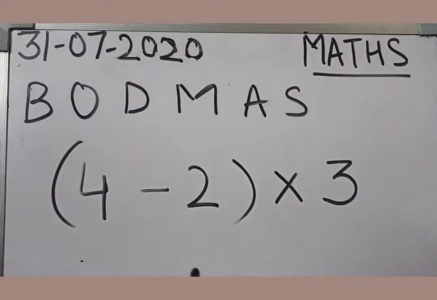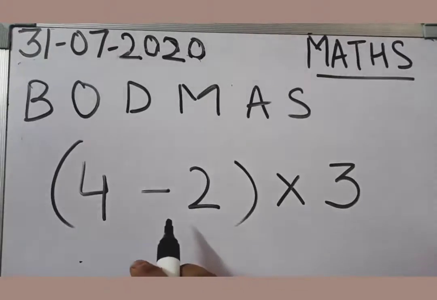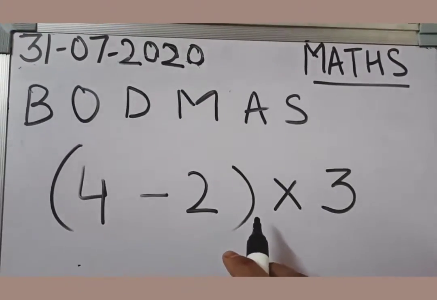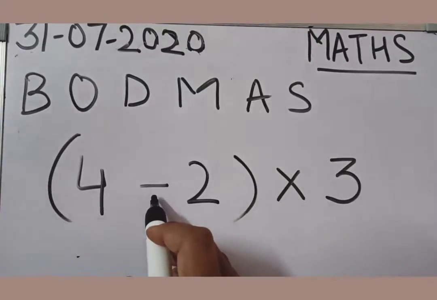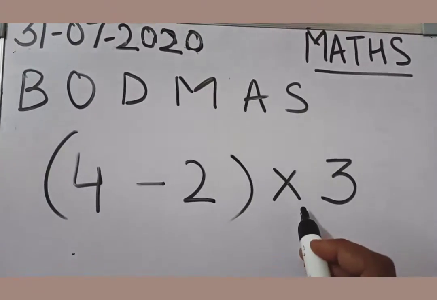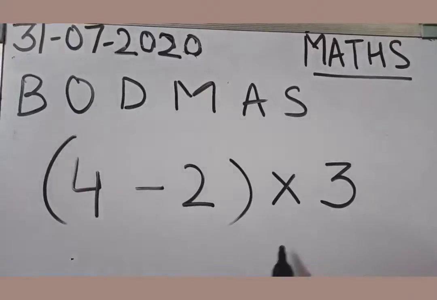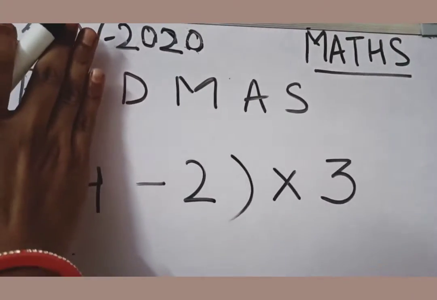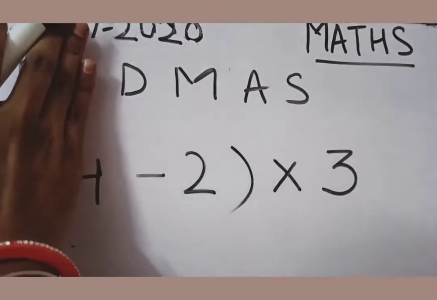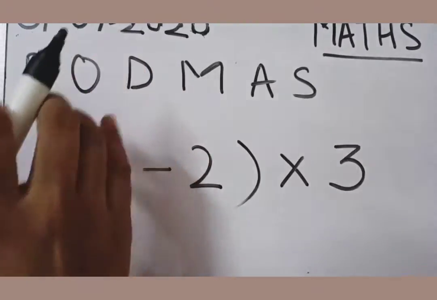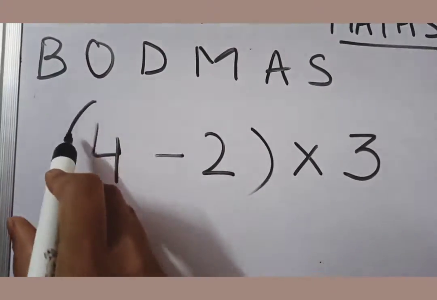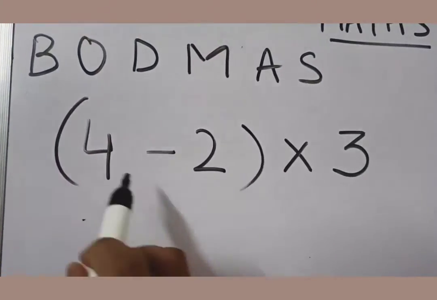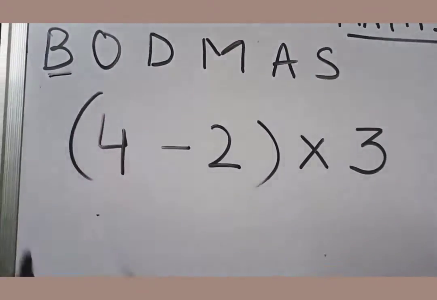Now this is our first question, where 4 minus 2 bracket and into 3. It means we are having two operations, one is subtraction and one is multiplication. If we follow the DMAS, according to that we should do the multiplication first, right? But now what we are going to do is we are going to solve this bracket first. The reason: B stands first.